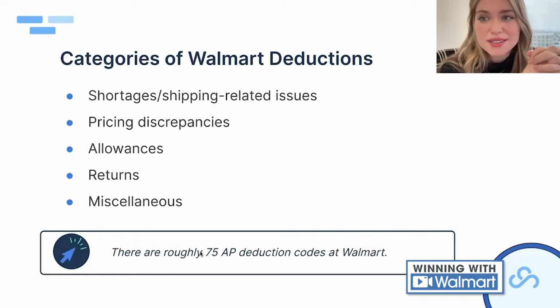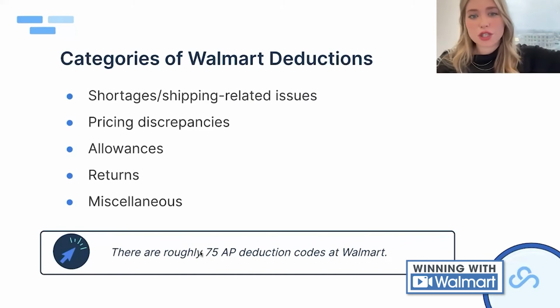Next, we have returns. Returns are whenever someone either returns something to the store or returns something to the DC, so some sort of defective merchandise. That's pretty common. We see it so much with apparel. Apparel, I feel like, has the majority of returns.